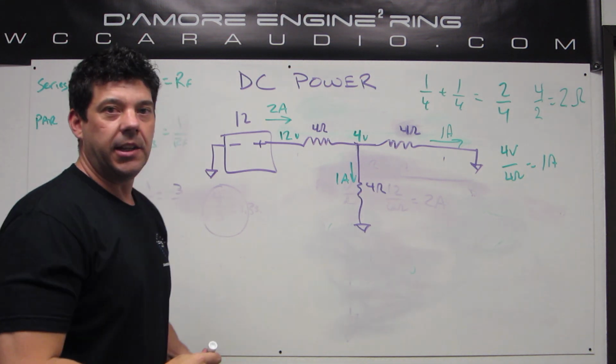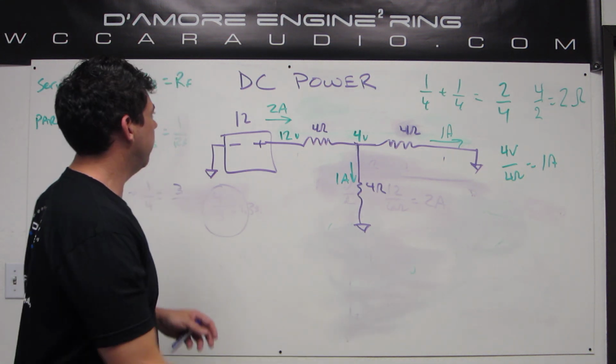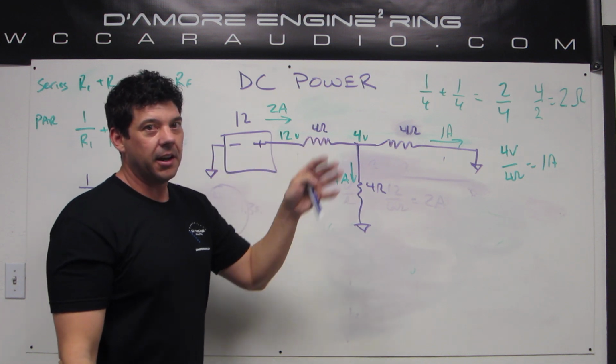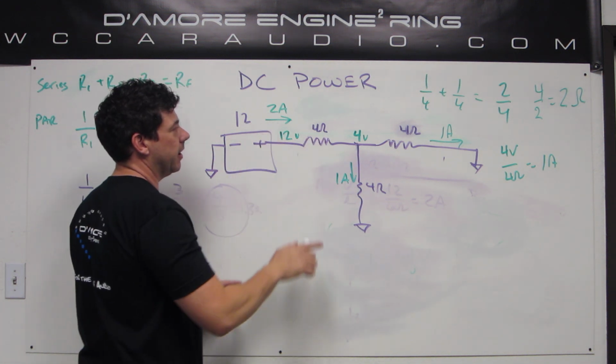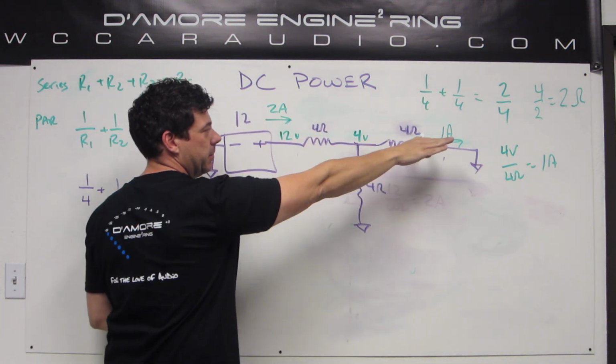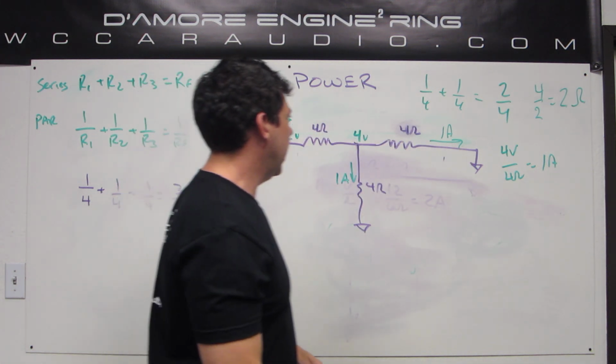And you can just do a sanity check and make sure it looks right. Well, there's 2 amps leaving the battery. They're leaving somewhere, they got to go somewhere. They're going down this freeway here, and then they're taking their own paths. 1 amp is going that way, 1 amp is going that way.